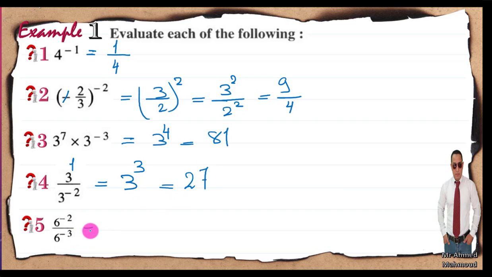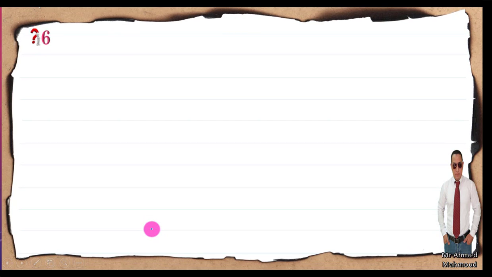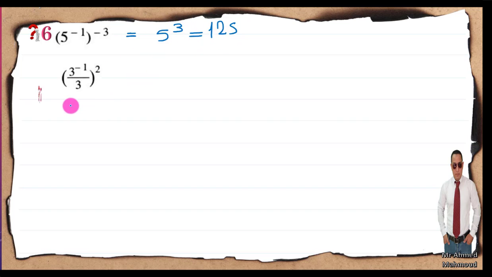Number 5, I'm going to write down 6 because this is the common base, and negative 2 minus minus 3. Again, negative 2 minus minus 3 equals 1. So it is equal to 6. Number 6, 5 to the power negative 1, all to the power negative 3. This is the rule we studied in the last lesson, when we have a power inside the bracket and a power outside. So I'm going to multiply the powers: negative 1 times negative 3 equals positive 3. So it is equal to 125 in the simplest form.